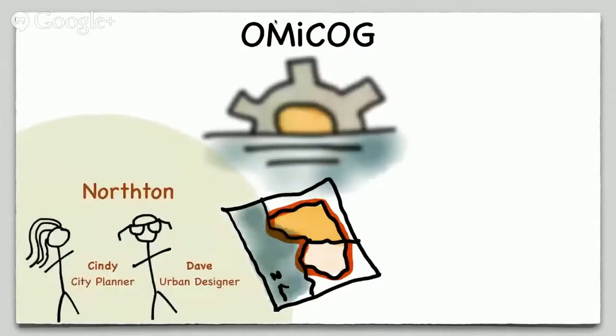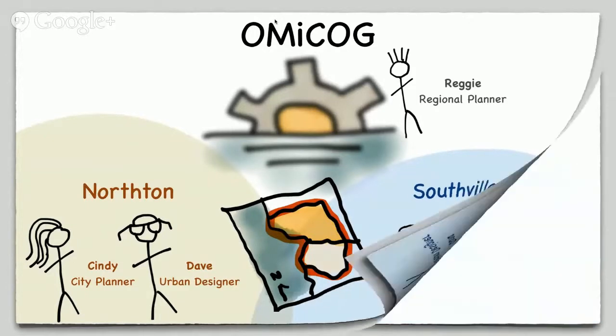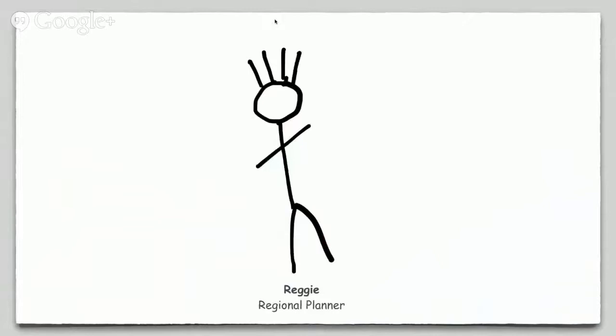And we have a cast of characters that are involved in this kind of work. So at the municipal level, we have city planners and urban designers. Same in Southville. And then we have a regional planner that'll be the kind of prototypical. So we changed the names, but we've heard these stories 100 times, so we're protecting the innocent here. So we'll start with Reggie, the regional planner, and some of his concerns.